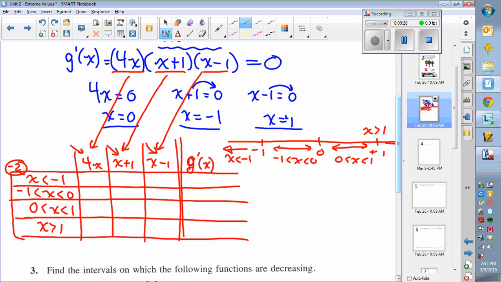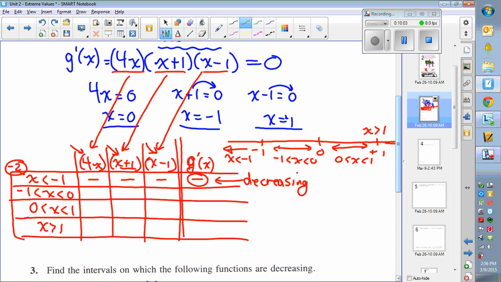If you put -2 into 4x, that answer is negative. If you plug -2 into x plus 1, that answer is also negative. If you put -2 into x minus 1, you get a third negative. G prime was determined by taking those 3 things and multiplying them together. If you multiply 3 negatives together, you get a negative. That tells you that this function is decreasing on x less than -1 because the slope of the tangent lines are negative there. So back to my other graph, that's where the values are going down.